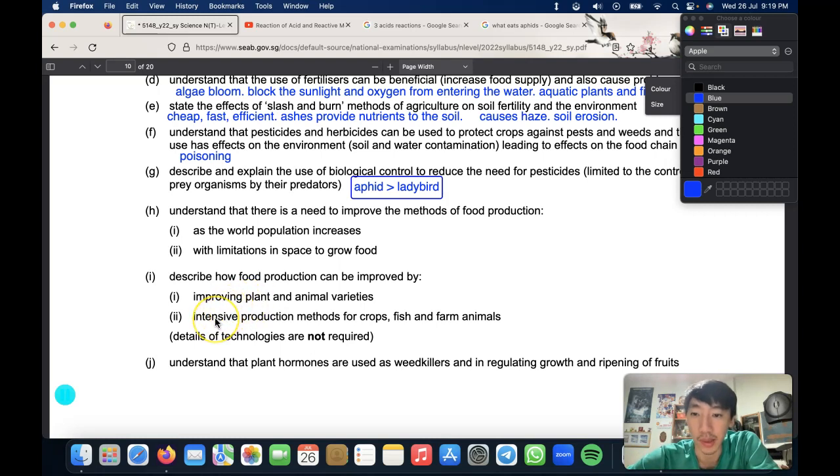You can also use things like intensive production methods for crops, fish, and farm animals. I won't go into detail on them, but just know this word, intensive production. If you imagine a farm, those are olden day farms, no longer in favor. Nowadays we're all using modern technology, with conveyor belts and all the different ways of farming faster and better. Those are called intensive production methods.